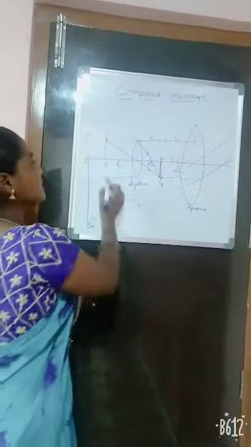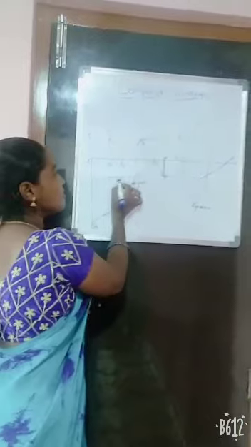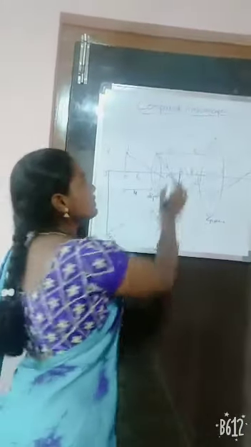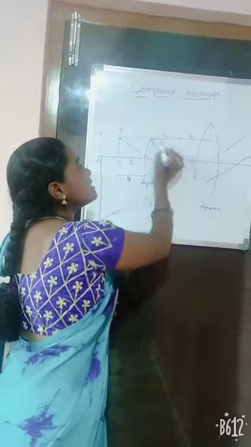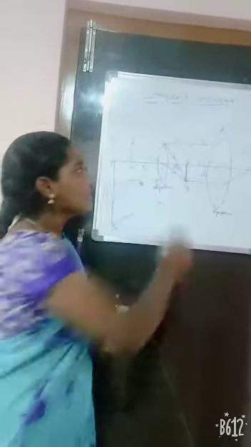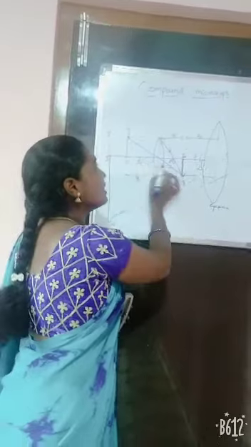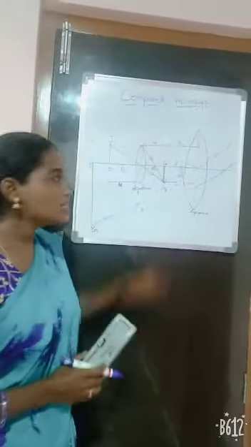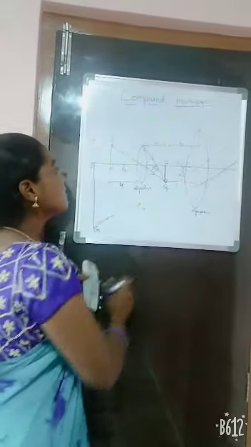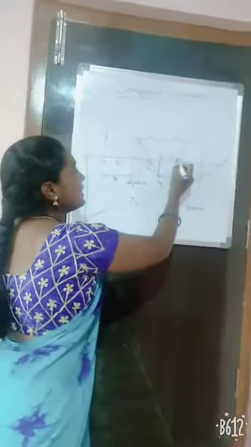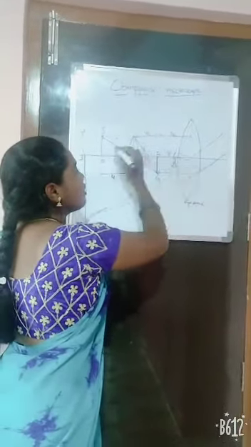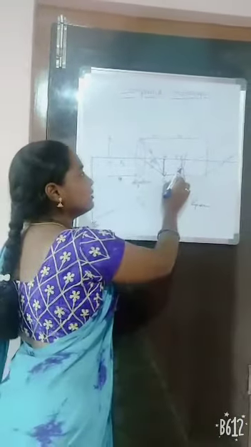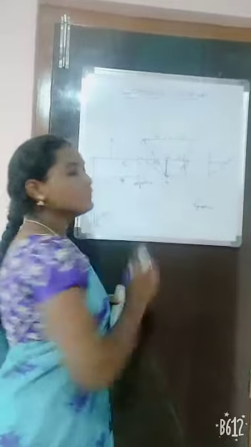Here the distance from the object to the lens is the object distance, denoted with U, and the distance from the lens to the image is the image distance, V0. F0 is the focal length of this convex lens, the objective, and Fe is the focal length of this convex lens, the eyepiece. Here you are getting some angles: this is the angle of the image and this is the angle of the object.